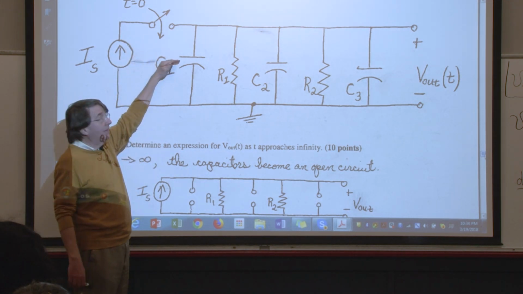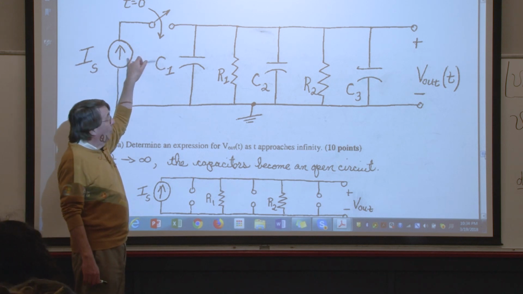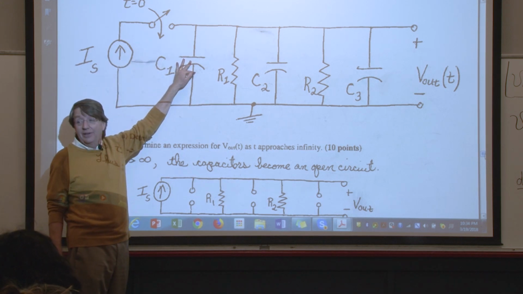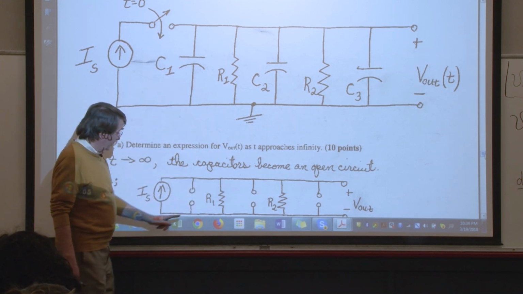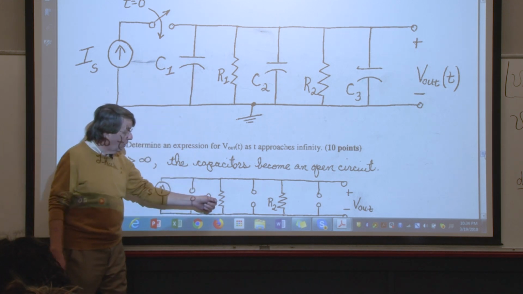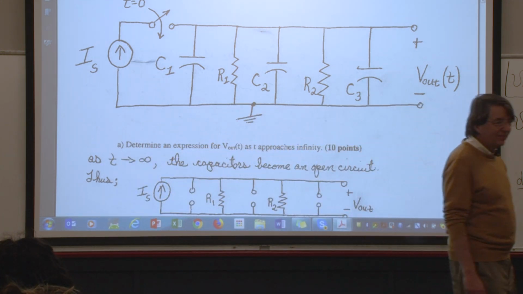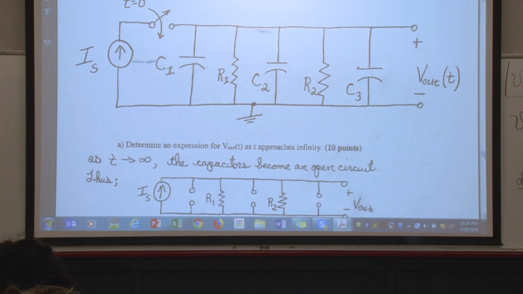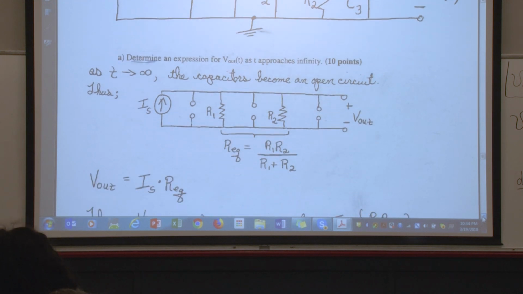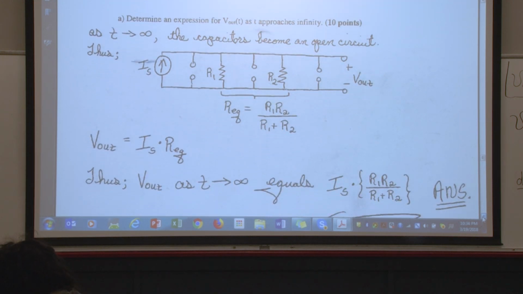Let t go to infinity. Constant input. What happens to the capacitors after 5 tau? They become open. So you see, look what I get. Open, R1. Open, R2. Open. R1 and R2 are in parallel. What's the voltage? IS times REQ. That was it.